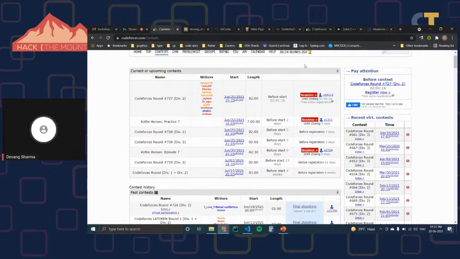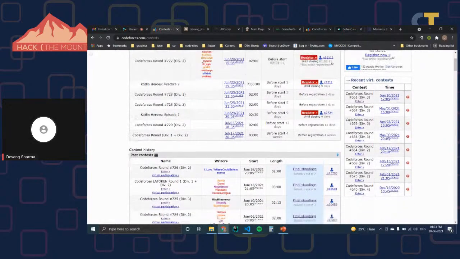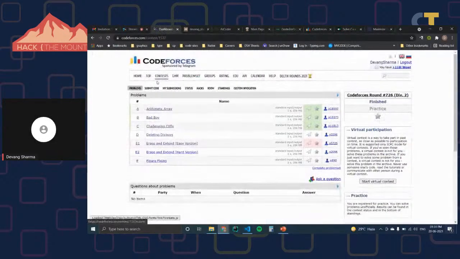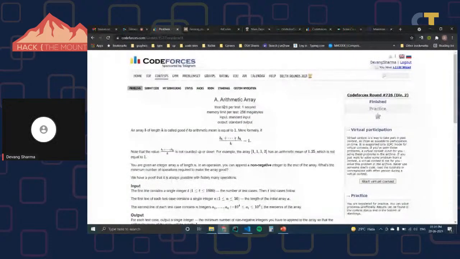You can register for the contest, see the problems and solve them. I am telling you by giving an example of a previous contest. Suppose I want to enter this contest. These are the problems sorted from A to F level. The problem on the top is always the easiest one.